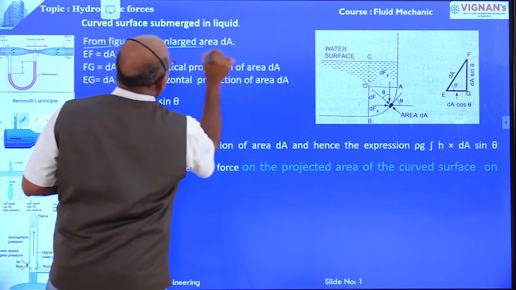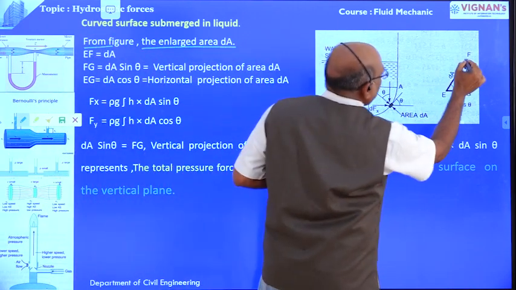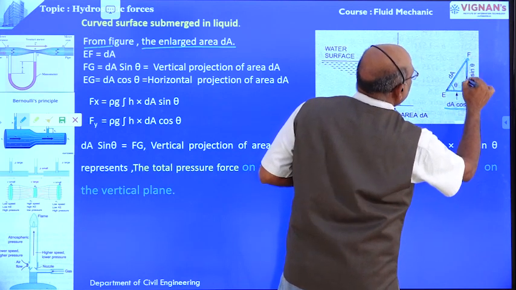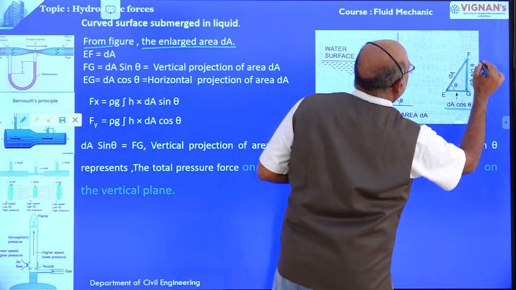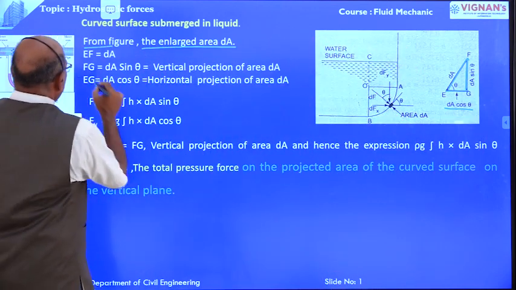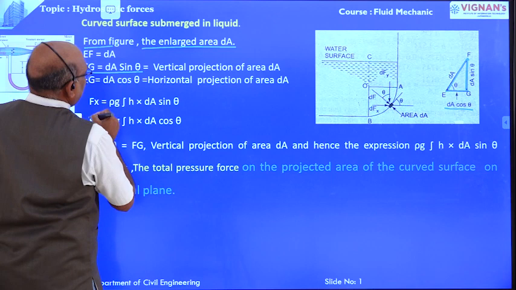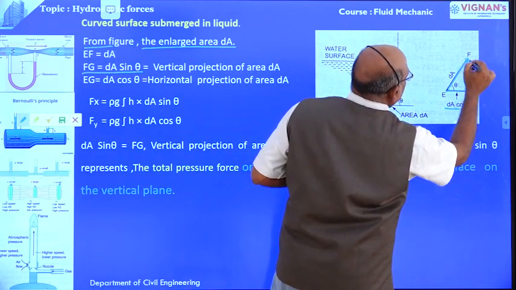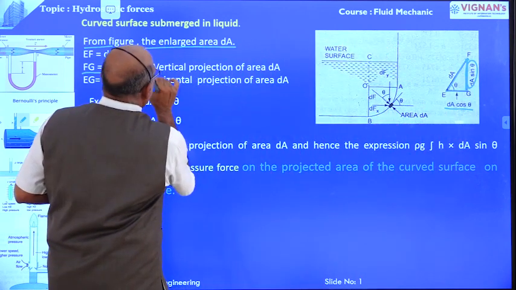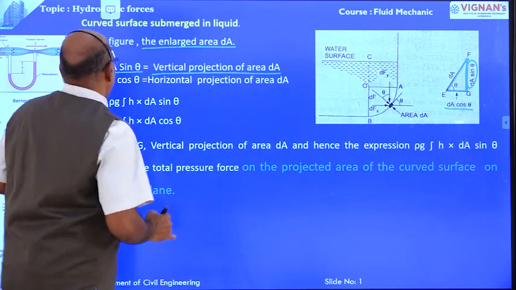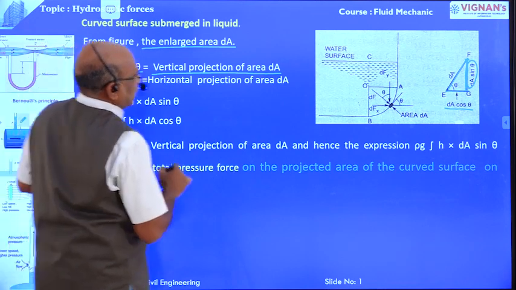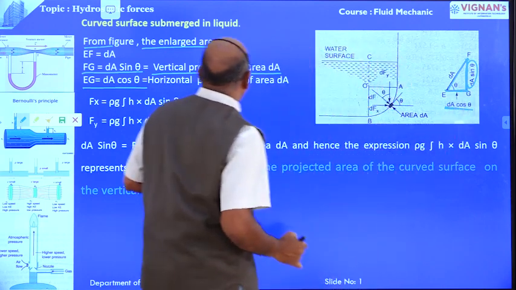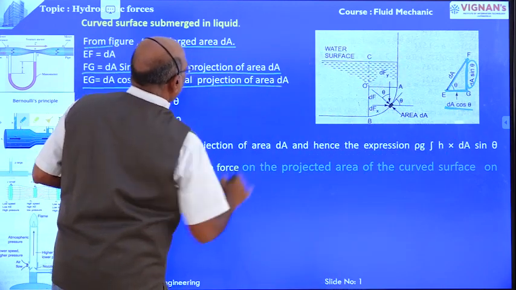From the figure, the enlarged cross-sectional area, this is dA. EG is the dA cos theta. FG is the dA sin theta. From the diagram, FG is equal to dA sin theta. FG is nothing but the vertical component, that is equal to dA sin theta. Therefore, that is the vertical projection of area dA. And EG is equal to dA cos theta. This is nothing but the horizontal projection area of dA.